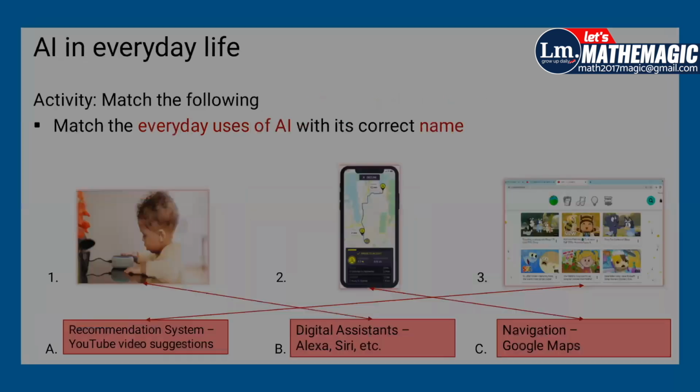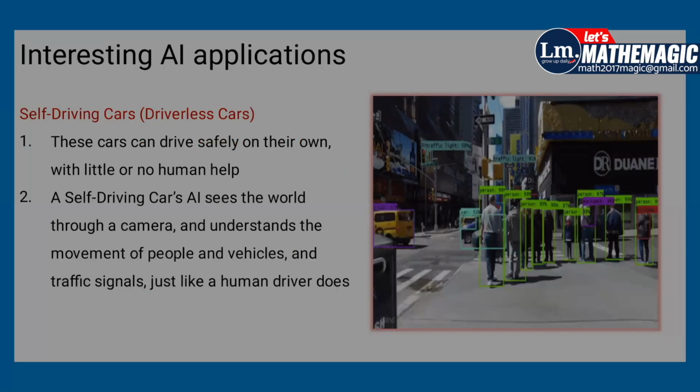But in AI, what we can see is that we have many use cases of AI in our daily life. Like in number one, we can see a baby playing with something. What is that? That is a digital assistant, Alexa. I hope all of you have heard of it. It's a box. Which box is trying to identify the object in this picture?